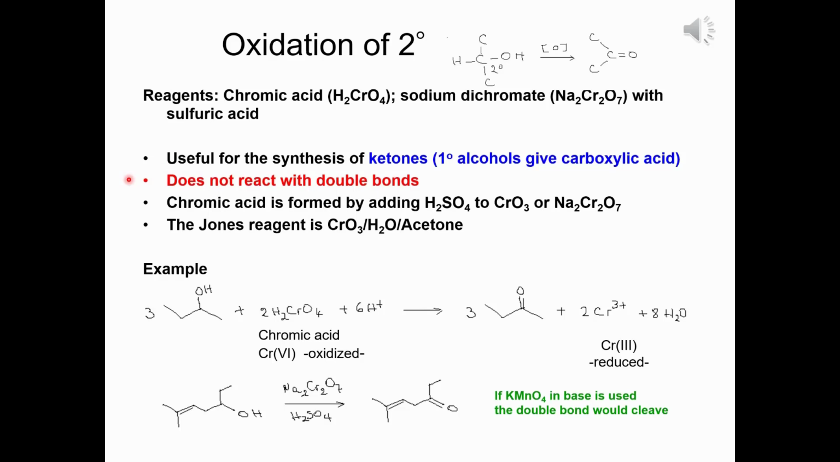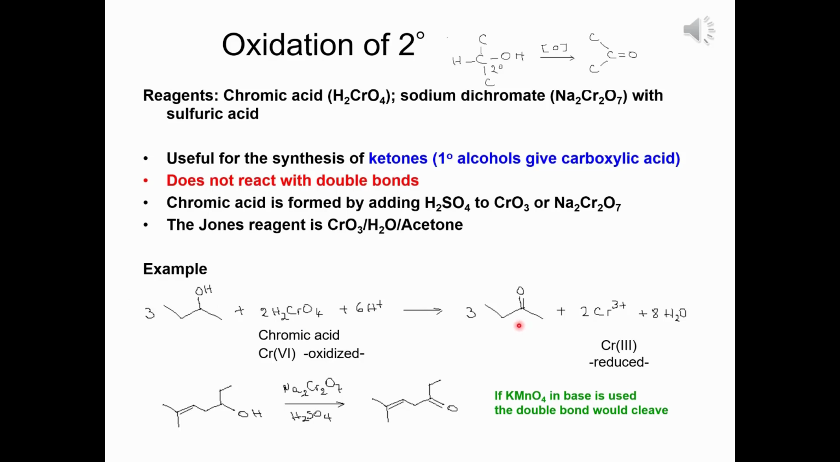Chromic acid can also be formed by the addition of sulfuric acid to chromium trioxide, and this yields the reagent known as Jones's reagent after Ewart Jones. Jones's reagent is chromium trioxide with a water acetone mixture. In any case, 3 equivalents of a secondary alcohol are needed, though typically 4 are used to form this chromic acid. The full redox reaction is shown, and 3 equivalents of the ketone are afforded.